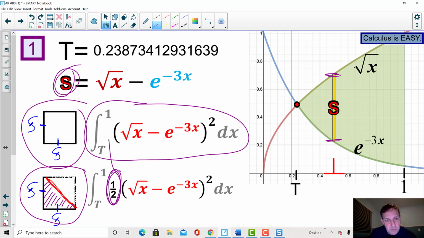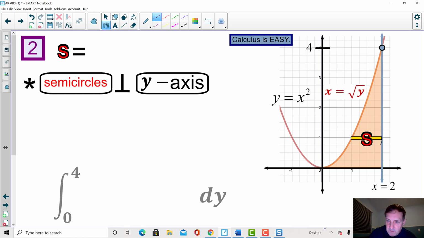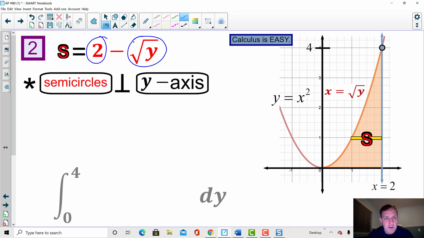Let's go back to number 2 again. How would number 2 be different if instead of rectangles, we had semicircles? Let's take a look at that. Well, first off, our s is not going to change. We're still going to have the same s. So our s is right minus left. So we're getting 2 minus root y. That doesn't change. But do you remember what the factor was for a semicircle?